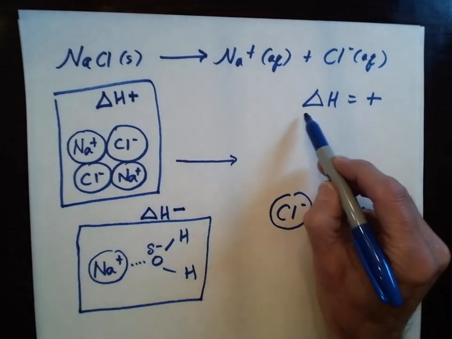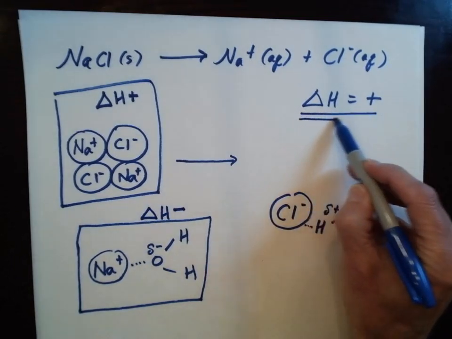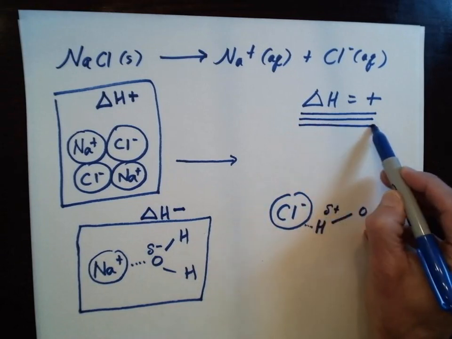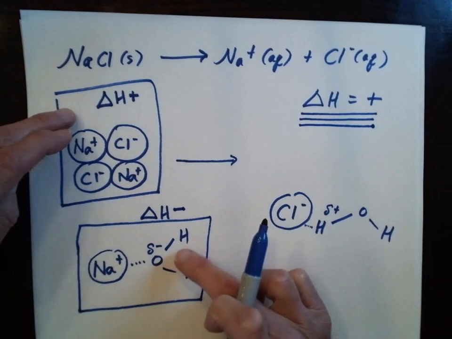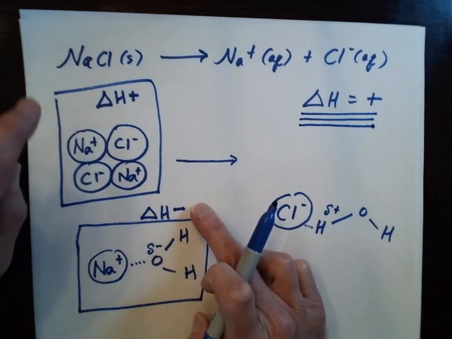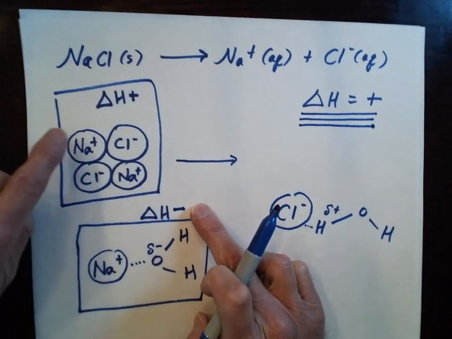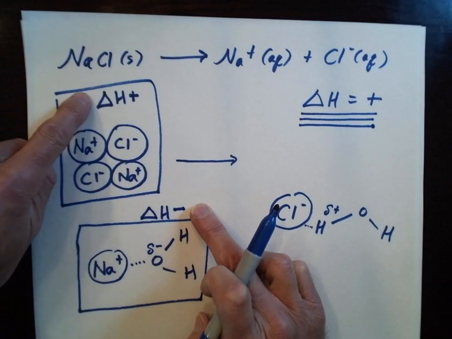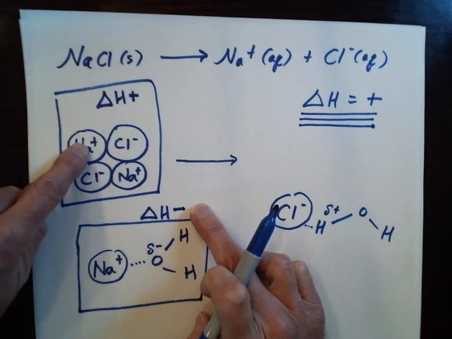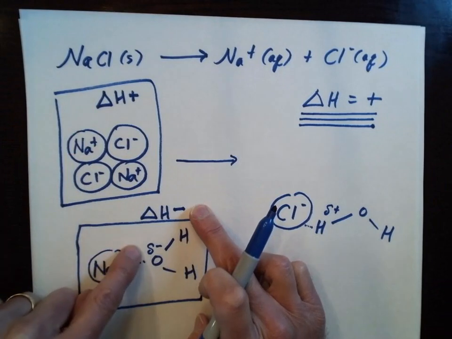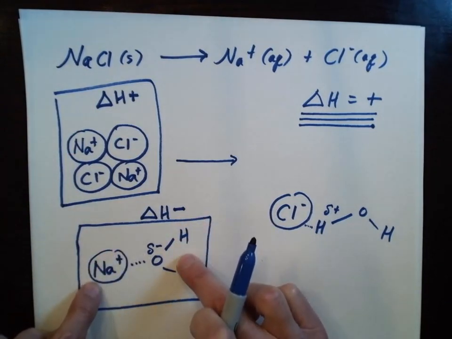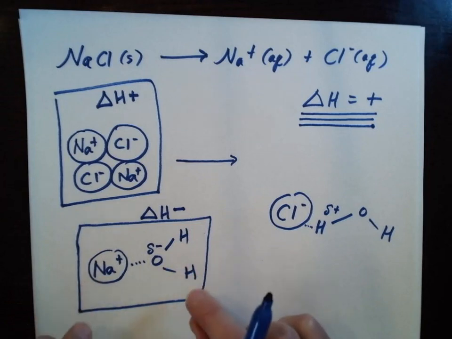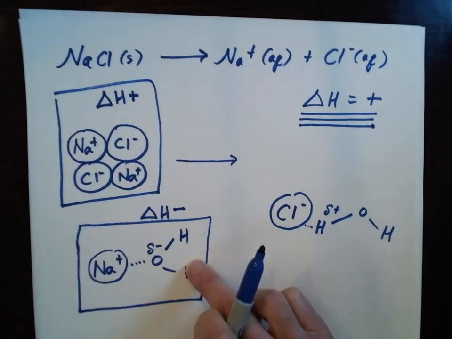And we can see that if the overall process is endothermic, that is, energy is required to drive this overall process, which is the sum of these two processes, we see that for this particular salt, it requires more energy to break apart the ionic crystal than is released when the ion dipole bonds are formed in the solution of the crystal. We can think about this in terms of an equation.